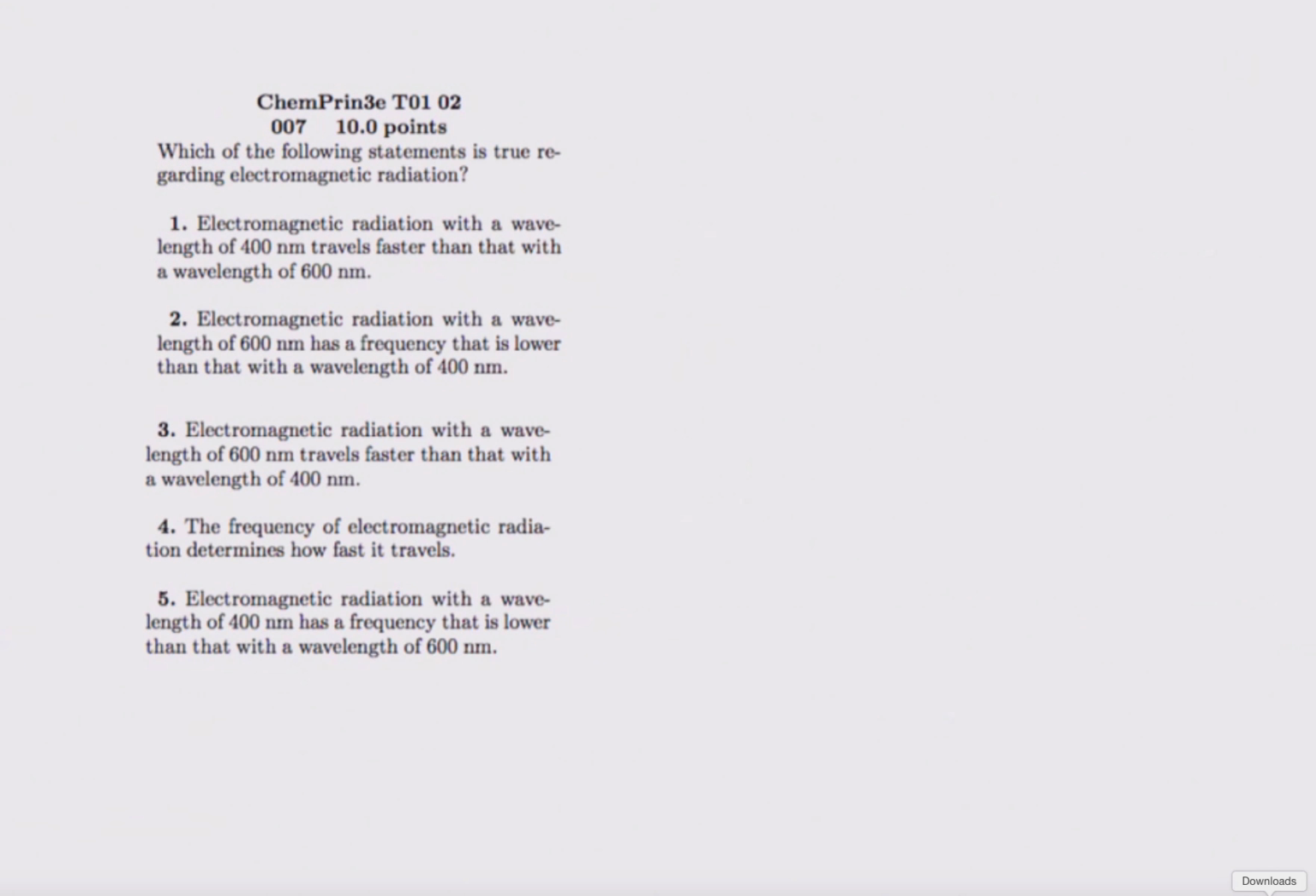Which of the following is true about electromagnetic radiation? A wavelength of 600 nanometers has a lower frequency than a wavelength of 400 nanometers. Wavelength and frequency are inversely proportional. So bigger wavelength means lower frequency, shorter wavelength means higher frequency, which makes sense if you think about that they all travel at the same speed. So obviously a wave that is shorter is going to get past your imaginary point in space more quickly than one that is longer. Frequency goes down as wavelength goes up.